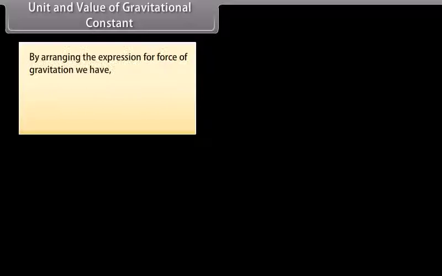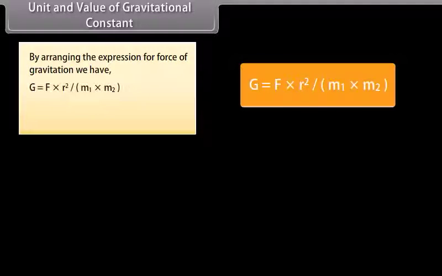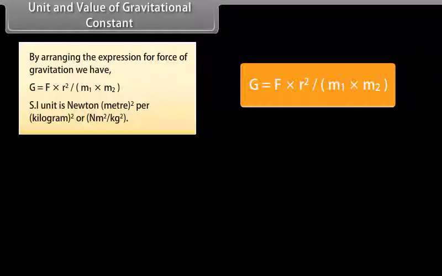Unit and value of gravitational constant. By arranging the expression for force of gravitation, we have G equal to F into r square upon m1 into m2. SI unit is Newton meter square per kilogram square, or N m square per kg square.